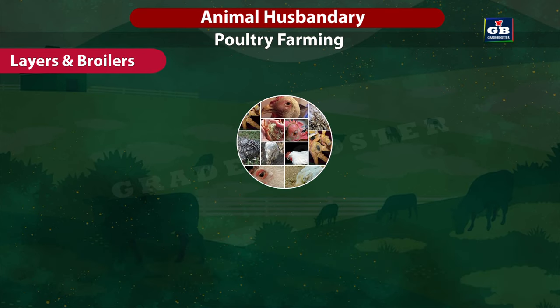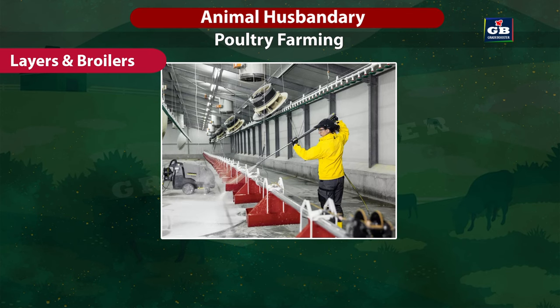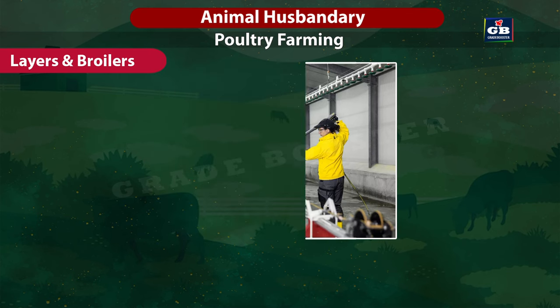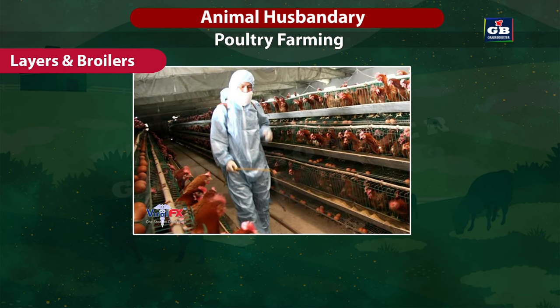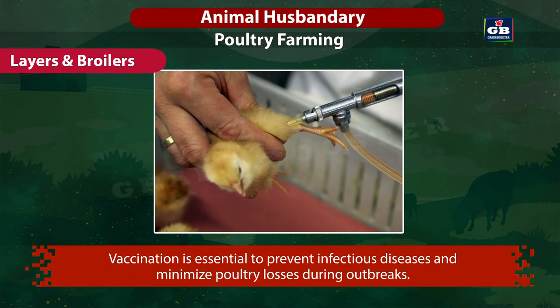Poultry diseases can result from viruses, bacteria, fungi, parasites, and nutritional deficiencies. Proper cleaning, sanitation, and regular disinfectant spraying are necessary to prevent diseases in poultry. Vaccination is essential to prevent infectious diseases and minimize poultry losses during outbreaks.